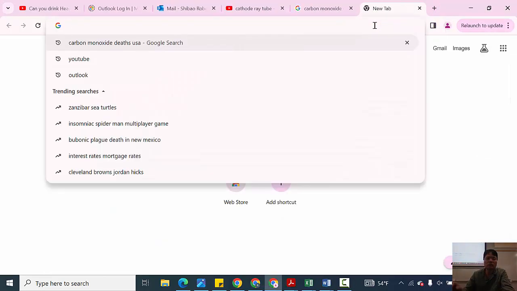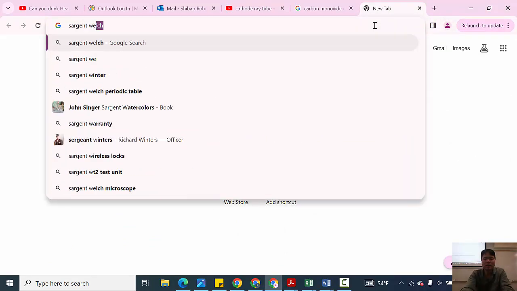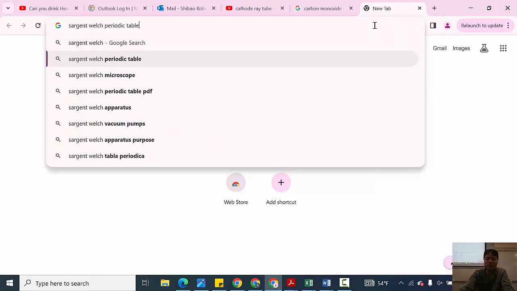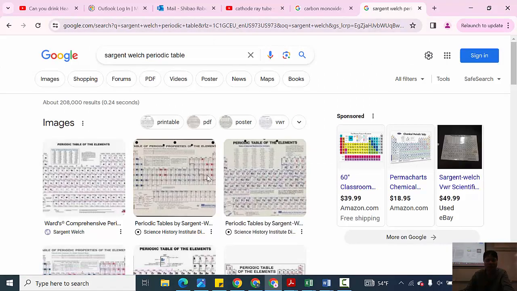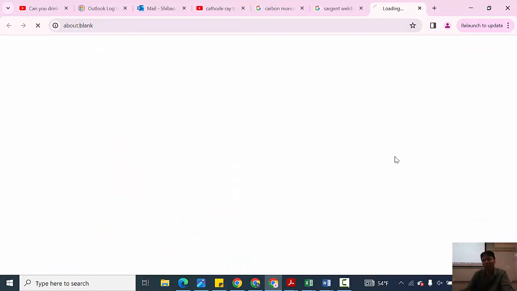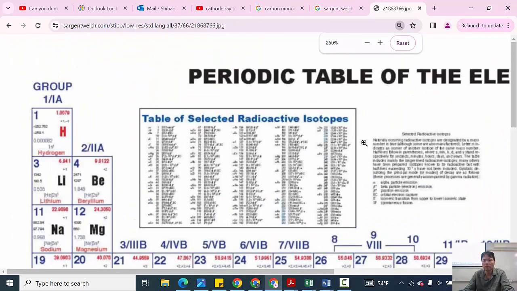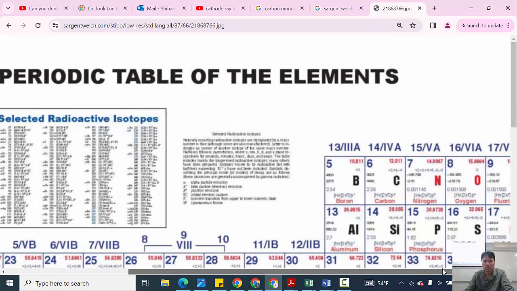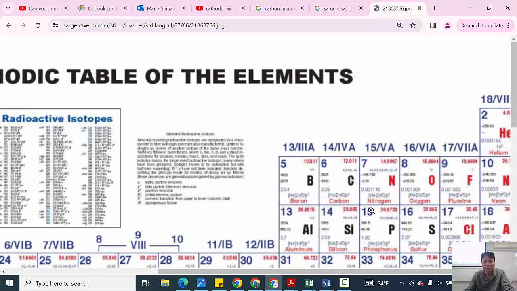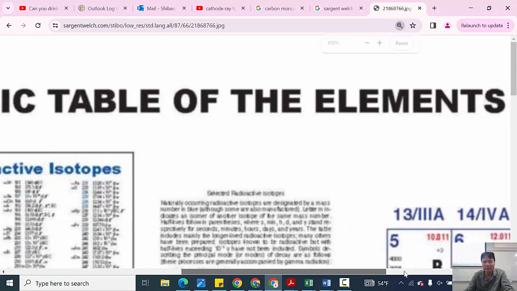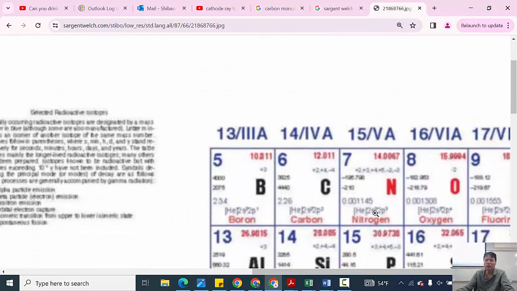If we look at the Sargent-Welch, which I probably have open, but I don't know which tab it's under. Wow, this is really blurry. This is off the Sargent-Welch website. But do you see carbon here? Do you see the above there? It's plus or -2, +4, -4. Can you see that? What does that refer to?